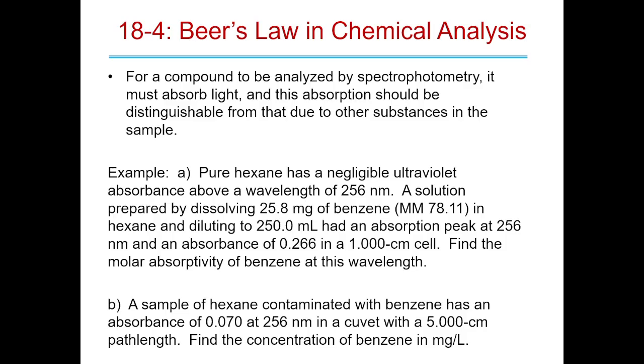So for a compound to be analyzed by spectrophotometry, it must absorb light. This absorption should be distinguishable from that due to other substances in your sample. One of the places people fail on Beer's Law is they fail to pick a peak that they can distinguish from something else, okay? And you do need to be careful about this. What do I mean by that?